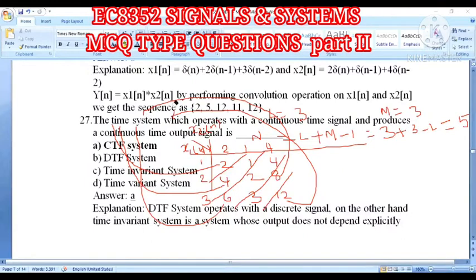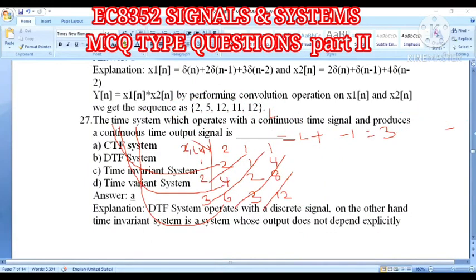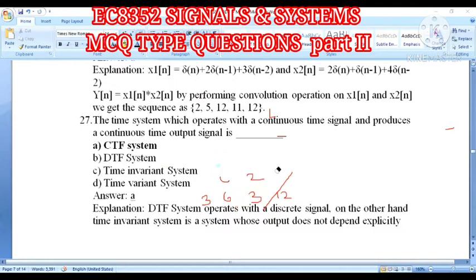The system which operates on a continuous time signal and produces a continuous time output signal. Any continuous time system operates with continuous time and produces continuous time. So what kind of system is this? Option A is CT system, option B is DT system, option C is time invariant system, option D is time variant system. Our system takes continuous time and produces continuous time, so definitely it is the continuous time system.